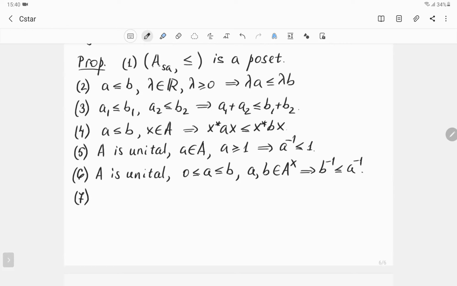Property 7, if A is less than or equal to B, and both of them are positive, then the norm of A is less than or equal to the norm of B. So the order relation is compatible with the norm. And finally, property 8.